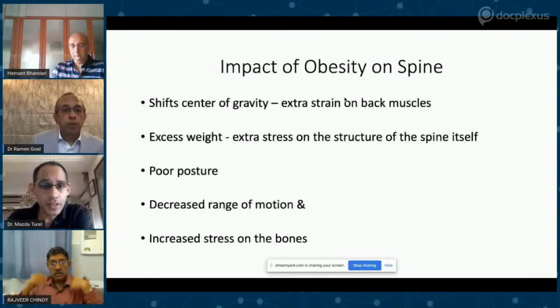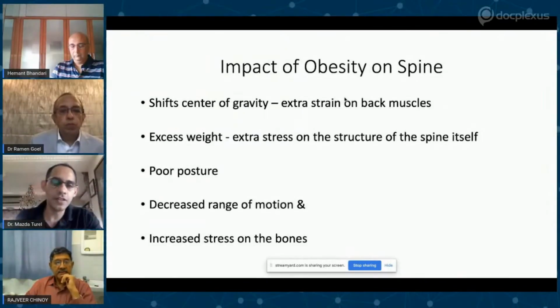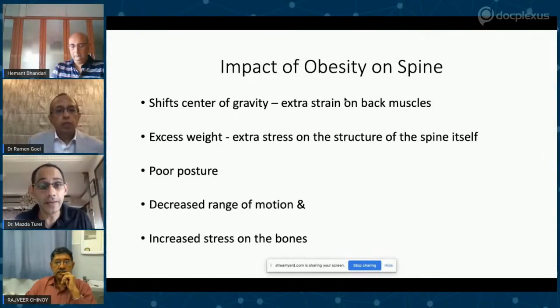Especially in obese patients, what happens is the center of gravity shifts. You have extra strain on the back muscles, and it leads to an abnormal posture. That abnormal posture results in a vicious cycle of decreased range of motion and stress on the bone, and that cycle keeps repeating itself, and that results in enormous pain and inability to carry out activities of daily living.